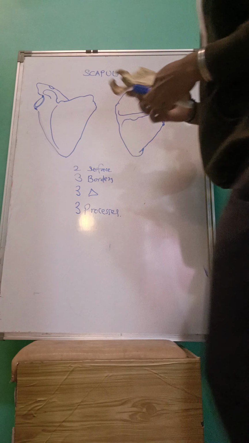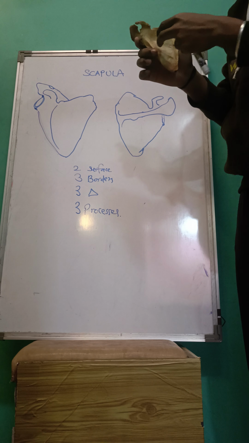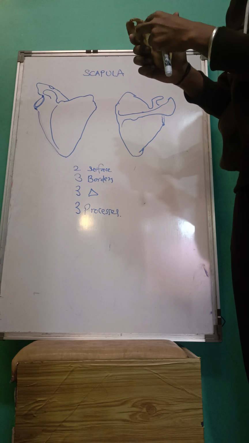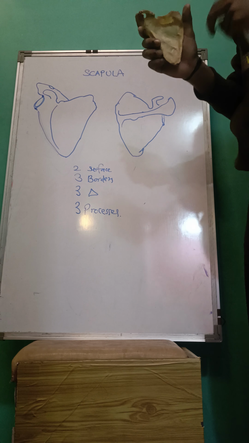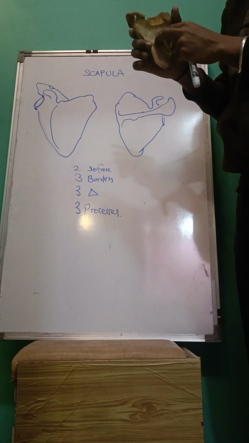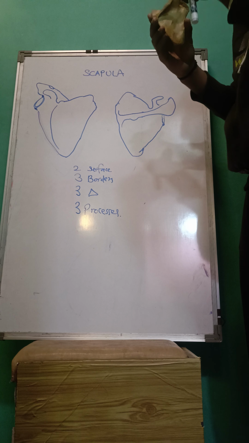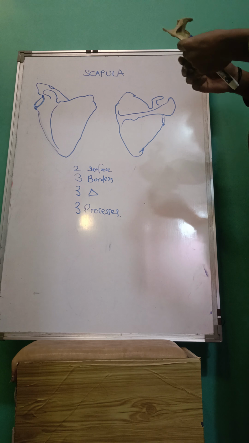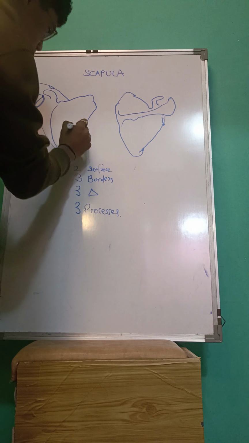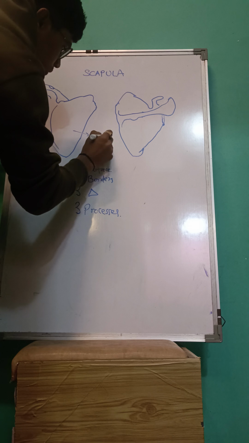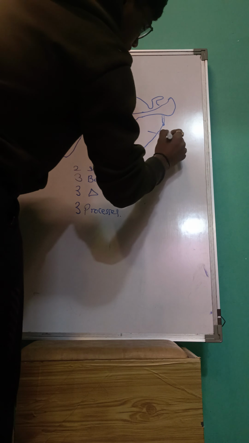So what are the two surfaces? The anterior surface, also called the costal surface, is concave in shape. The posterior or dorsal surface is convex and contains the spinous process. So this is the costal surface, and this is the dorsal surface.